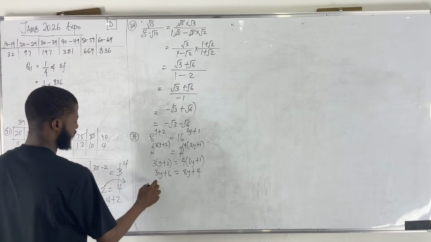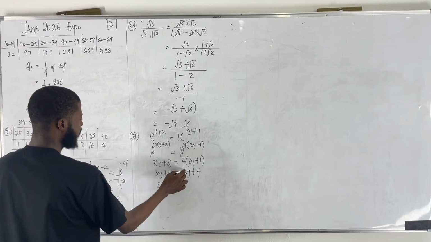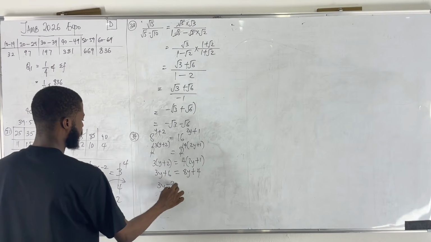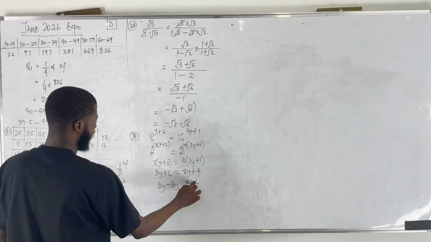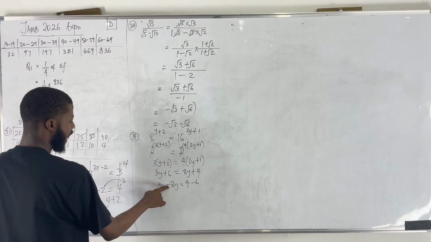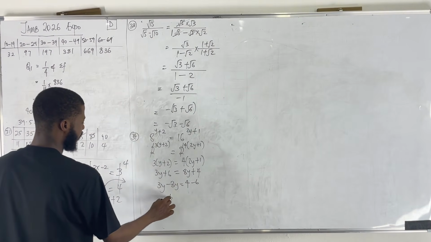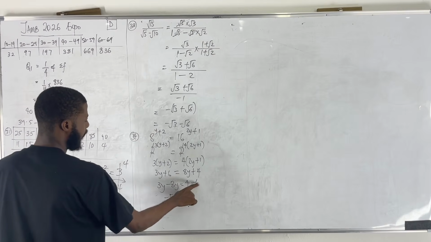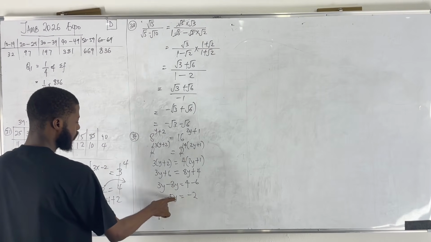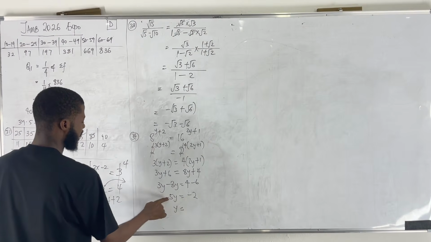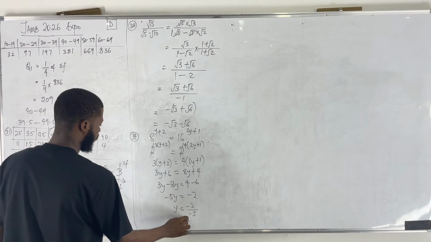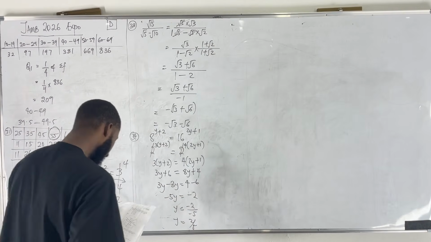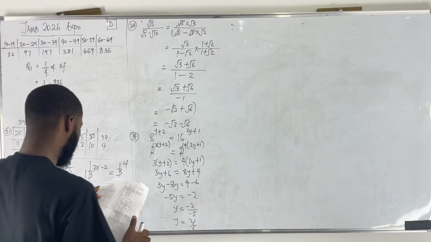Now I can collect like terms. So this is 3y. If this 8y comes out, it becomes minus 8y, equal 4. If this plus 6 goes out, it becomes minus 6. 3y minus 8y is minus 5y. 4 minus 6 is minus 2. To get your y, divide both sides by minus 5. So this is minus 2 over minus 5. So y is equal to 2 over 5. So that will be the answer to the equation.